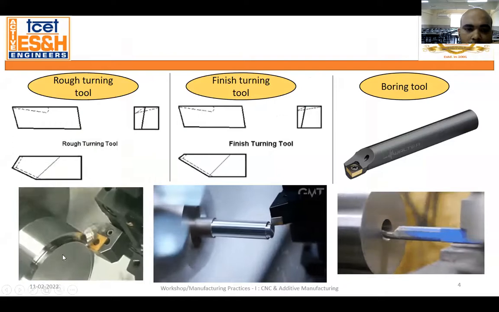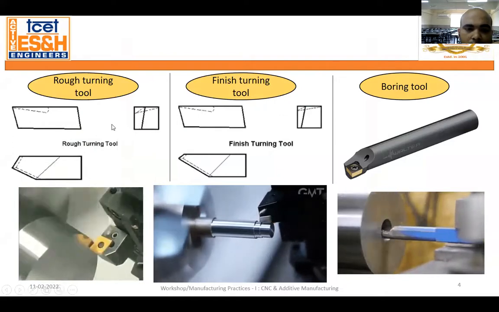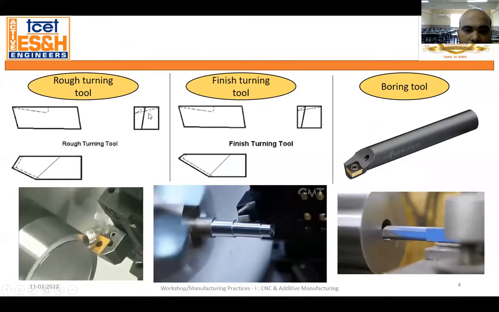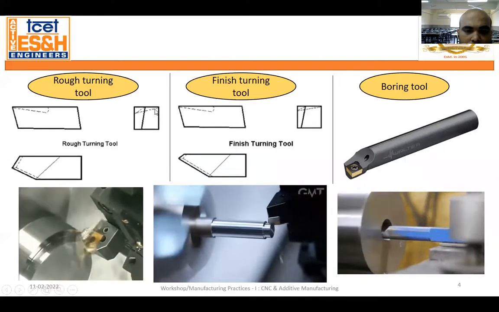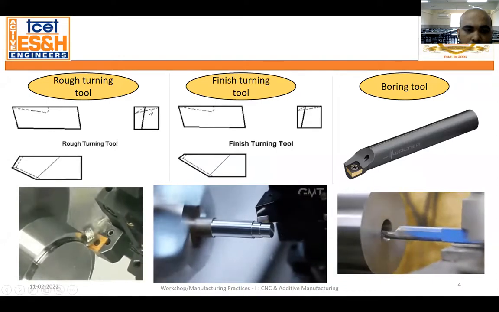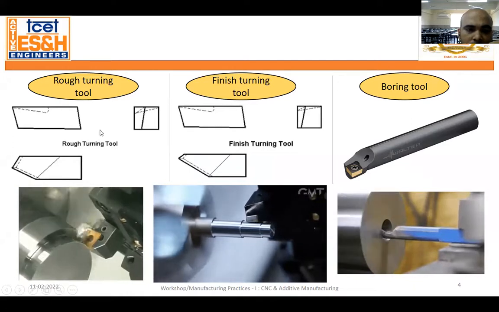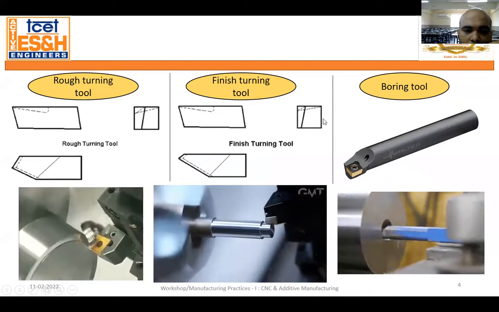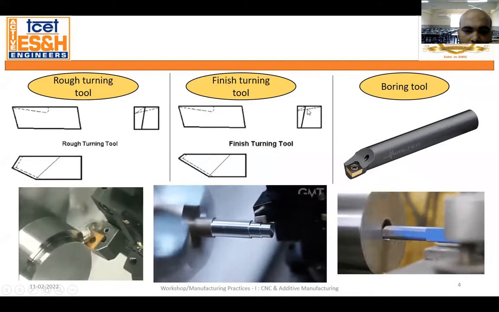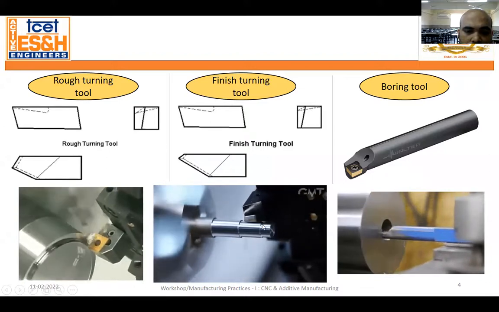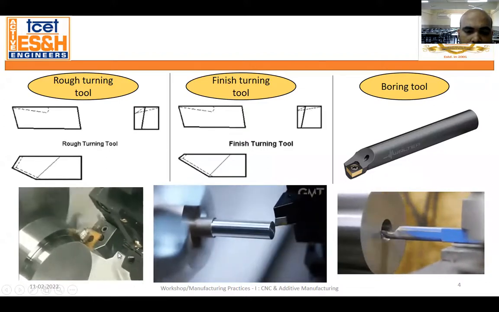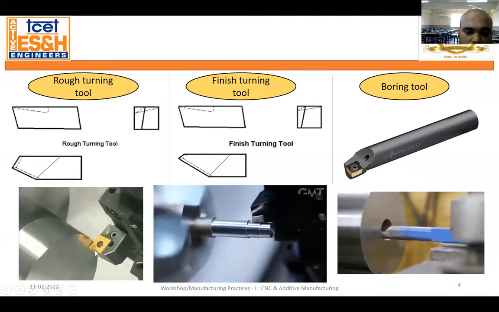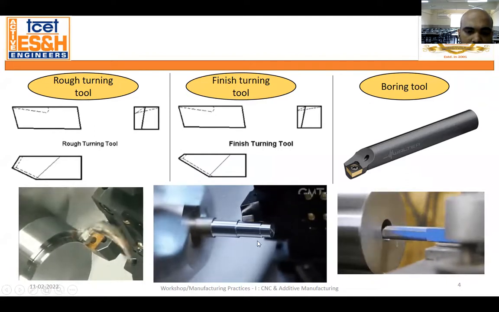Now, when you talk about the rough turning tool, when you see the diagram, you can understand that the diagram shows a huge gap between these two. Basically, the roughness in the case of the rough turning tool will be more as compared to the finish turning tool. In the case of a finish turning tool, you can see the gap is a little lesser as compared to the rough turning tool. And in these two diagrams, the GIFs we are seeing, you can see that here the turning is rough, whereas here it is very smooth.